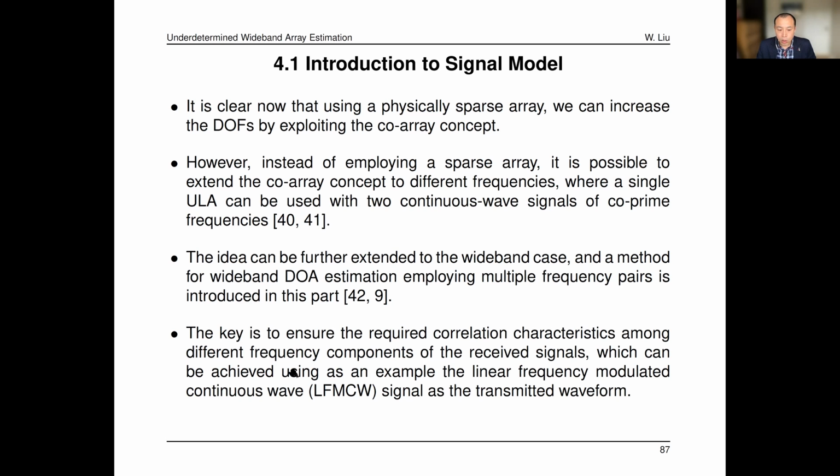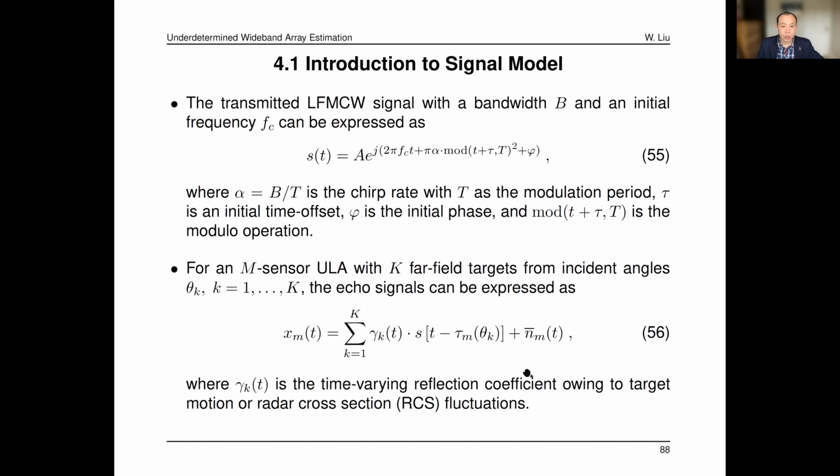We can achieve this using, as an example, the linear frequency modulated continuous wave signal as a transmitted waveform. Okay, so here is the standard LFMCW signal with bandwidth B and initial frequency FC. As a standard formulation of this chirp signal, alpha equal to B over T is the chirp rate, T is the modulation period, tau is the initial time offset, phi is the initial phase, and mod is the modular operation. This is a standard signal format.